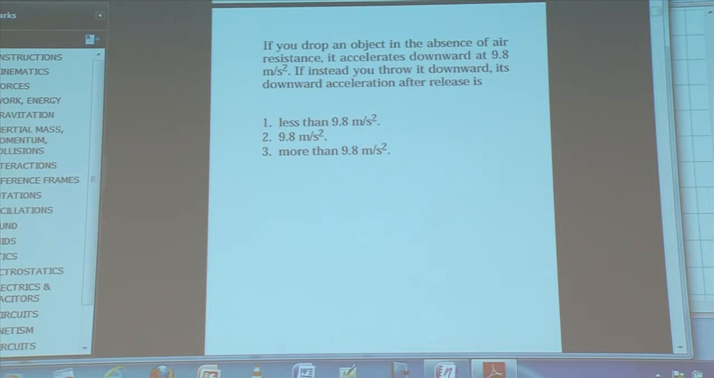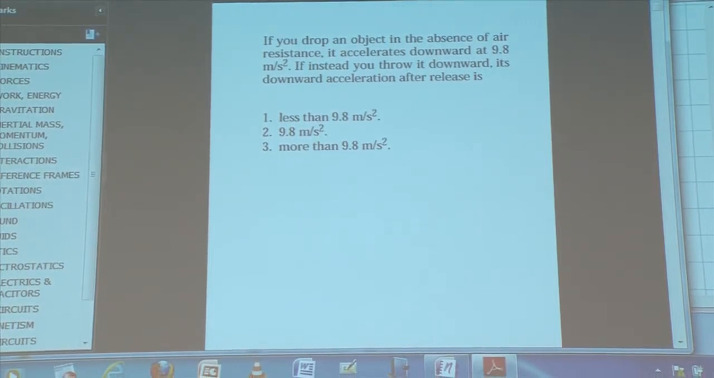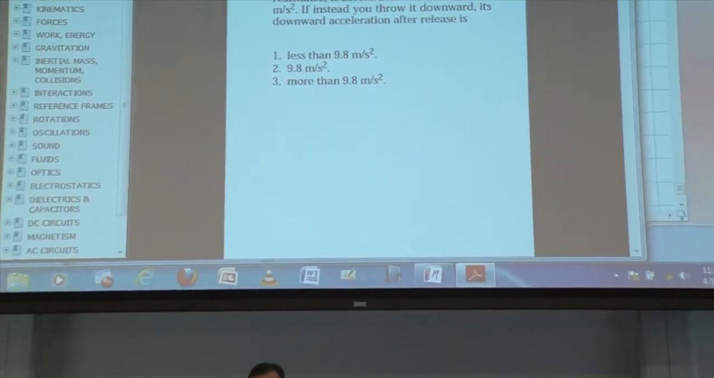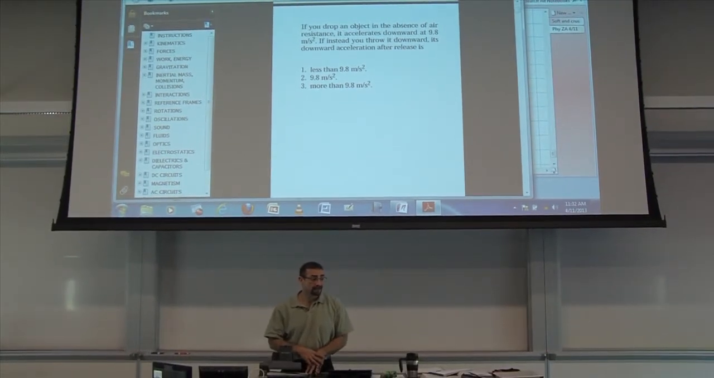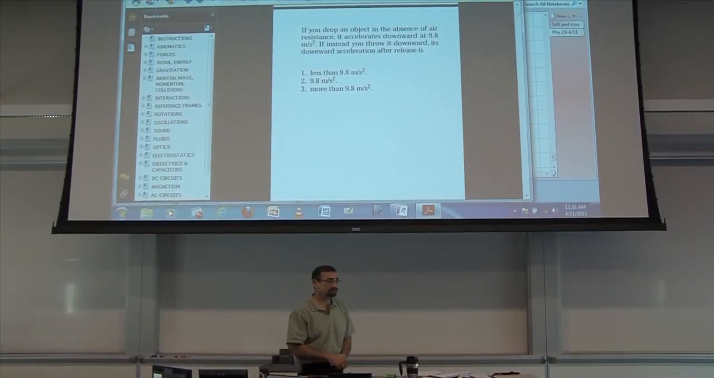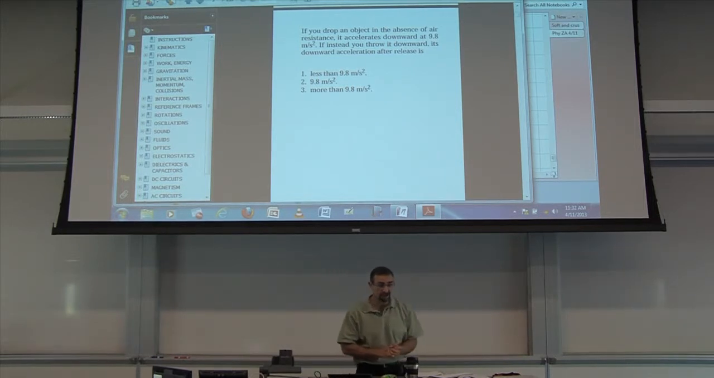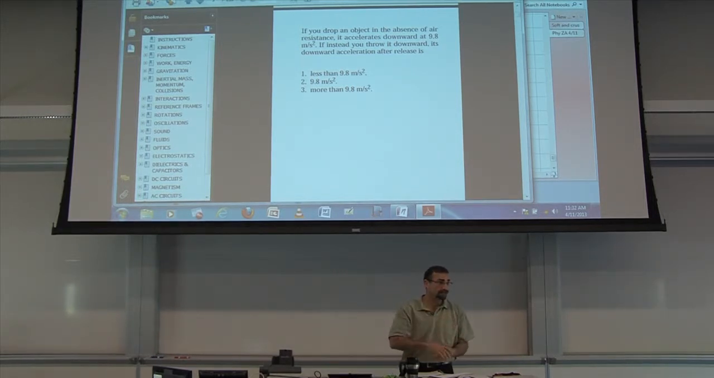What's the verdict? 9.8. Because the acceleration is determined by the force acting on the object. We'll learn that in a couple of weeks. And once you release it, the only force acting on it is gravity. So it's the acceleration of gravity. Okay, free fall. Still in your hand, it could be higher than that? Yes, because then you have your hand pushing on it and gravity both.